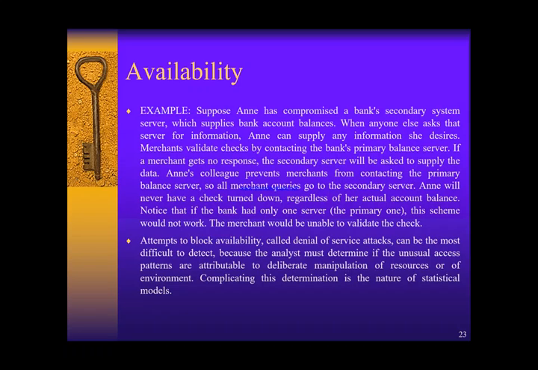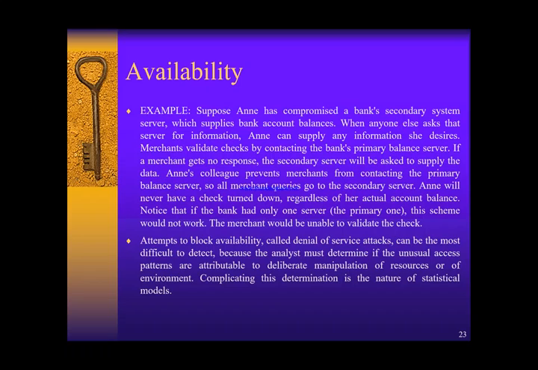See here, an example: suppose Anna has compromised a bank's secondary system server, which supplies the bank account balance. When anyone asks that server for information, Anna can supply any information she decides. Merchants validate checks by contacting the bank's primary balance server. If a merchant gets no response, the secondary server is asked to supply the data. Anna's colleague prevents merchants from contacting the primary balance server, so all merchants' queries go to the secondary server. Anna will never have a check turned down, regardless of her actual account balance.